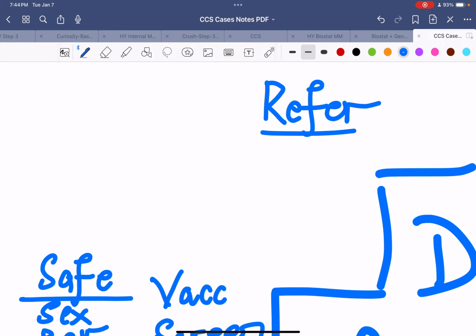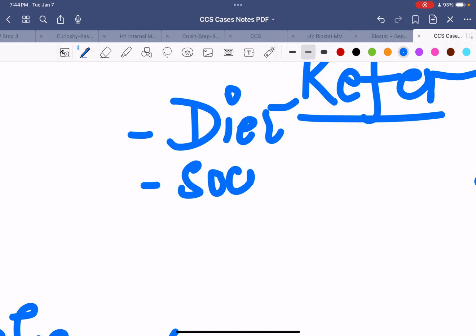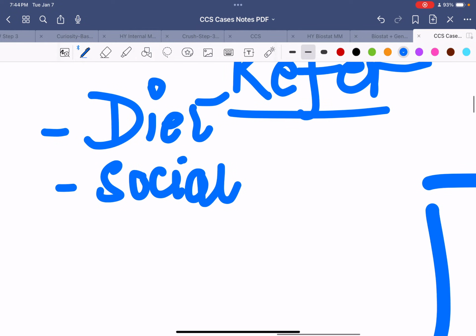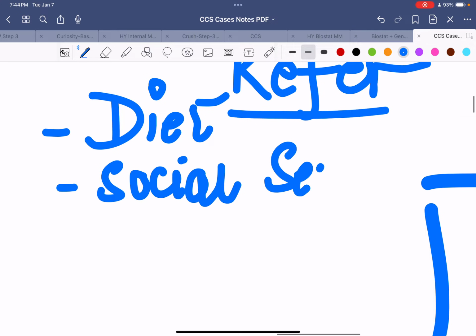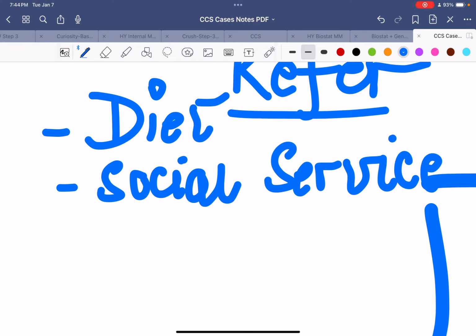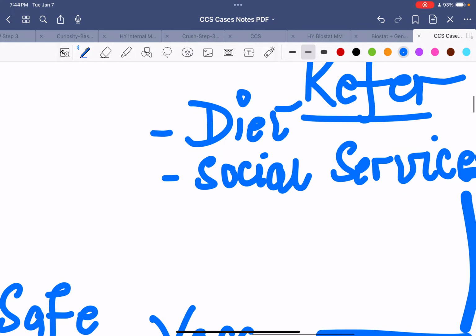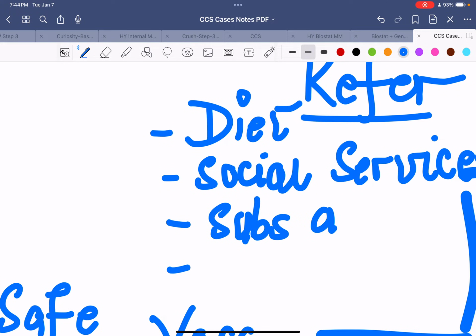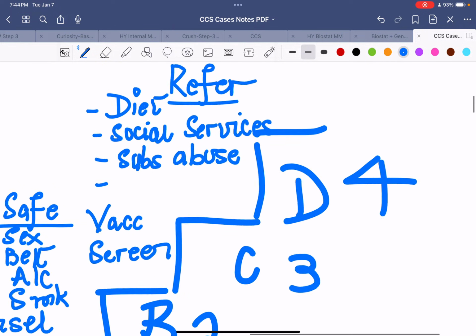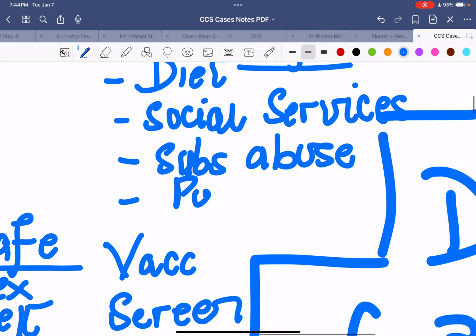The patient can be referred for diet counseling. For example, specifically for heart failure, it would be a low sodium diet. He can be referred to social services, specifically if the patient is uninsured, homeless, or experiencing some sort of abuse. Similarly, he can be referred for substance abuse counseling and rehabilitation. And besides this, we notify the public health department if it is HIV or TB.